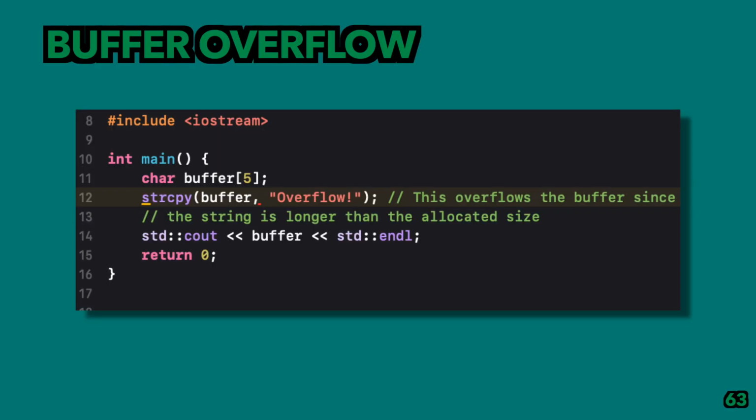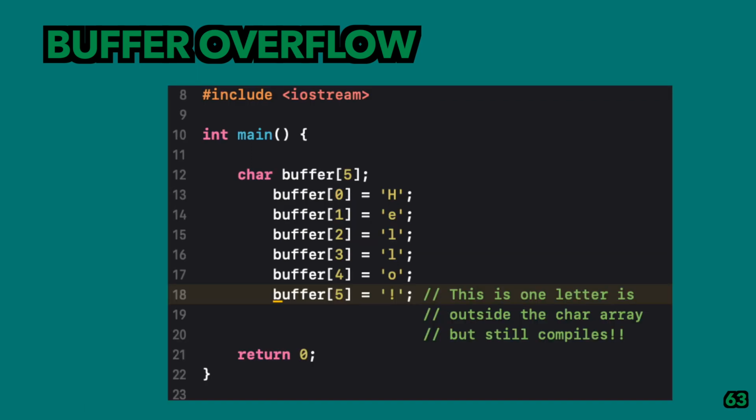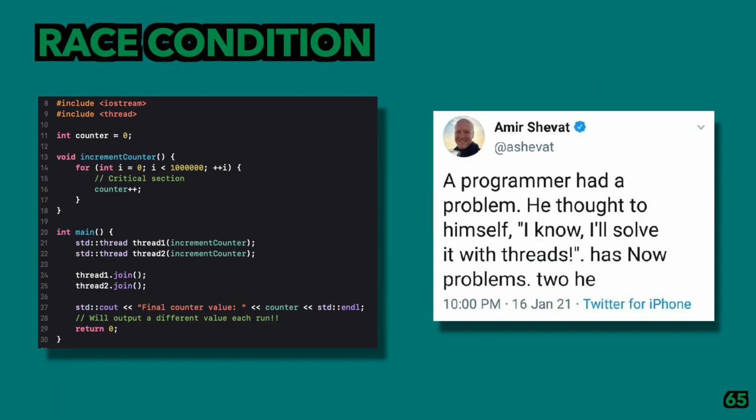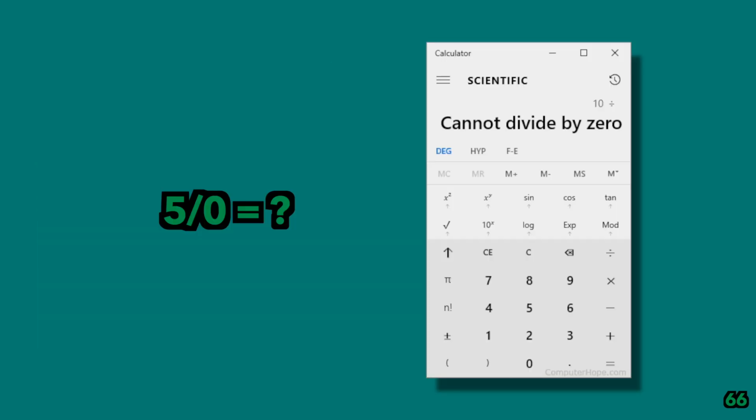Other common errors include the buffer overflow, where a program writes outside of a buffer, such as by assigning this letter outside of this array. It even compiles without a warning. Deadlocks are where two or more competing actions are waiting for each other to finish, and thus neither ever does, usually causing a freeze. A race condition occurs when two or more threads access shared data or resources in a way that lead to unexpected or incorrect results. The divide by zero error is self-explanatory.